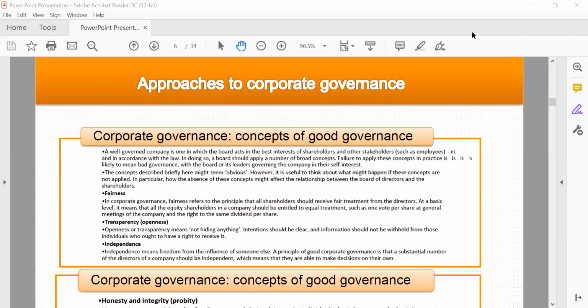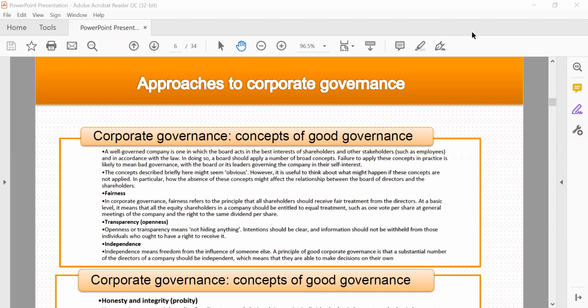Today we'll be talking about the concept of good corporate governance. In our series of lectures, we've been looking at corporate governance extensively, and we've been looking at understanding the fundamentals when it comes to corporate governance. So let's dive in straight away.